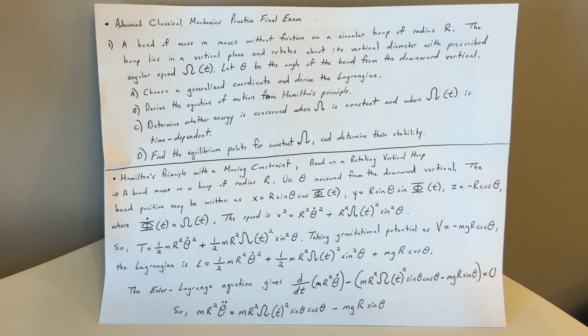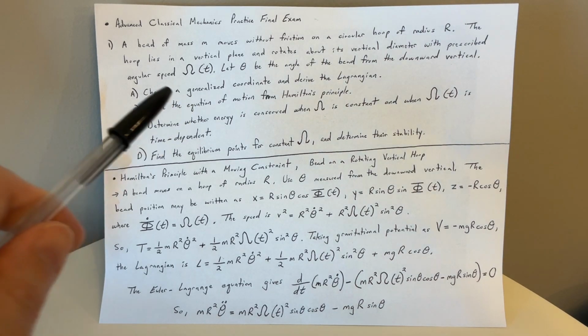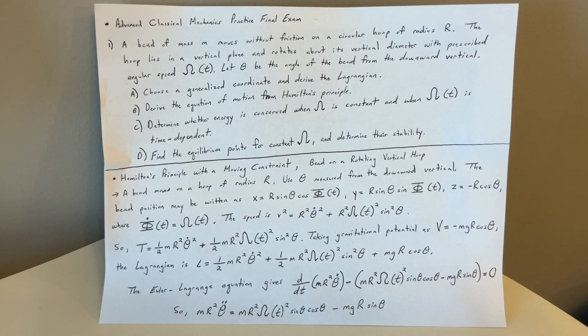So number 1: a bead of mass m moves without friction on a circular hoop of radius r. The hoop lies in a vertical plane and rotates about its vertical diameter with prescribed angular speed, that's capital Omega of t. Sorry about my poorly drawn omegas. Let theta be the angle of the bead from the downward vertical. So there are 4 components to this.